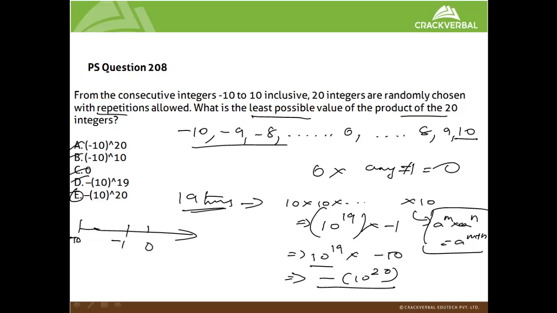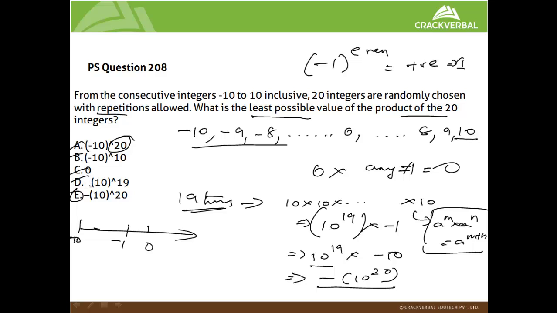A and B you can straight away rule out, because if inside the bracket it is minus, with the whole power 20, it's an even power, so negative into an even power is always positive. Minus 1 to any even power is always positive, positive 1. So A and B are out. C we can also eliminate because this is 0 and this is positive. The answer has to be either D or E.